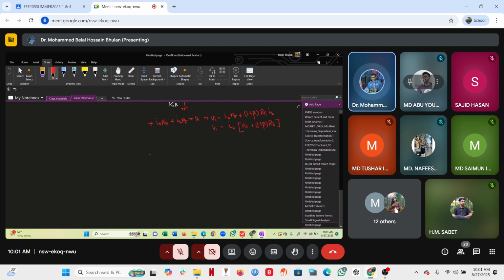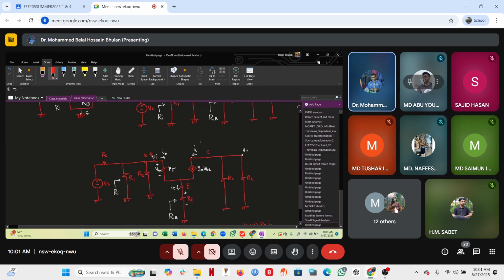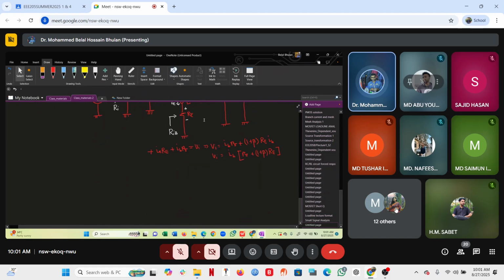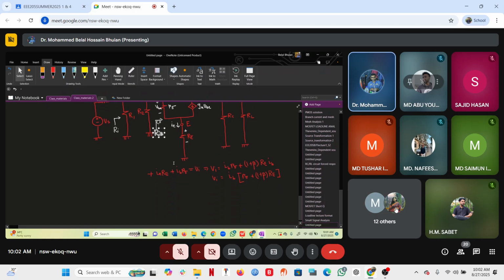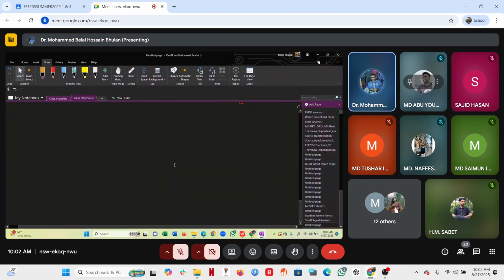Now I am going to use this expression to determine RIB. So notice, what is RIB? RIB is the impedance looking into the base terminal. Okay, what does that mean? Let's say, let's go back to our DC circuit. Let's say we have got a circuit like this.